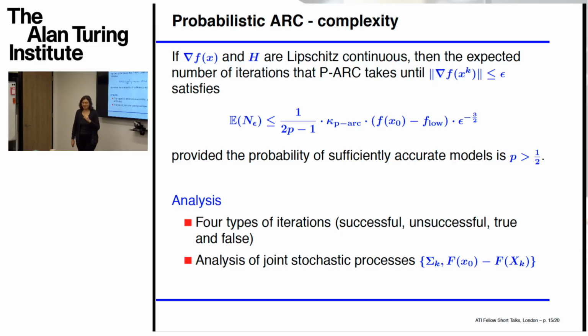So these methods are actually extremely robust to failure, to inaccurate information. And the message is just keep using them, provided you have some guarantee that from time to time you get a good enough model.